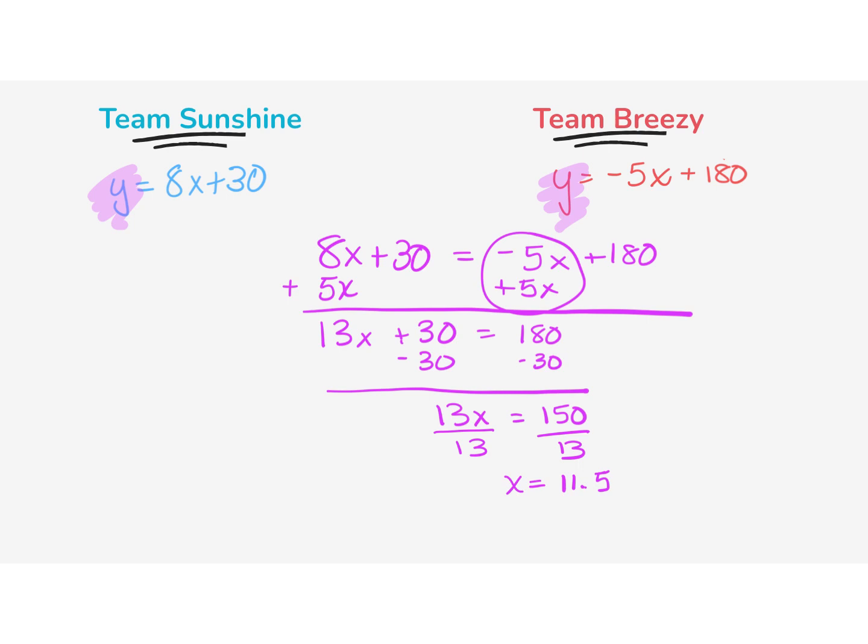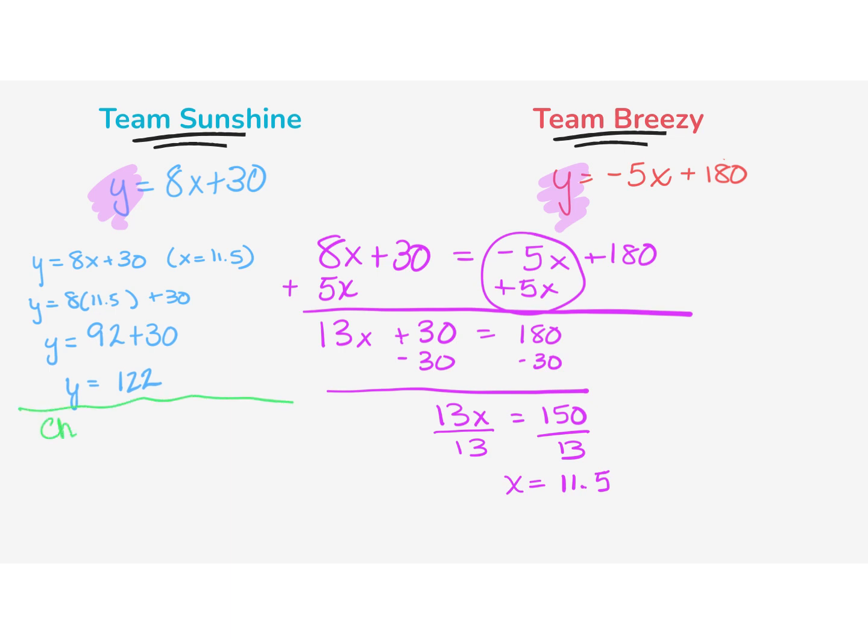So we will come up here, and we have y is equal to 8x plus 30 when x is equal to 11.5. So y is equal to 8 times 11.5 plus 30. Y is equal to 92 plus 30. So y is equal to 122. All right, let's go ahead and plug that in, and we will check it with the Team Breezy equation.